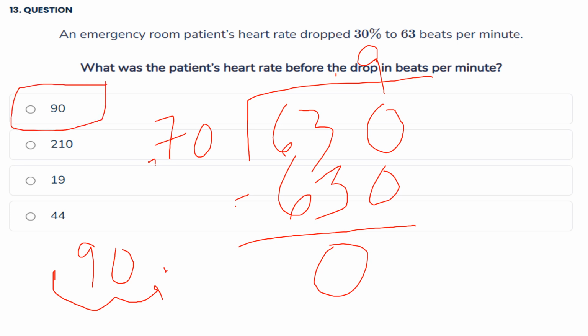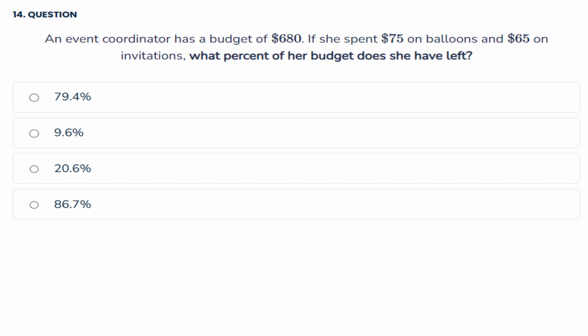All right, and question number 14 is a word problem. Again, you always want to read through the word problem first. Then the second time you read through the word problem, you take your notes. Question number 14 says an event coordinator has a budget of $680. If she spent $75 on balloons and $65 on invitations, what percent of her budget is left?